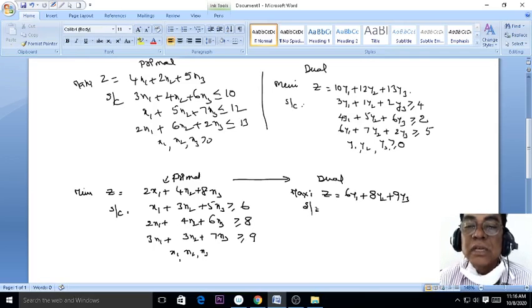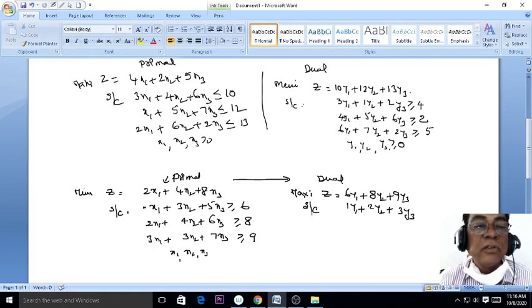Next, subject to constraints. Take the first equation, 1, 2, 3. So 1y1 plus 2y2 plus 3y3. What is the first value here? The first column corresponds to 2. Write down 2. The first inequality is given as greater than or equal to, so better to write down less than or equal to.